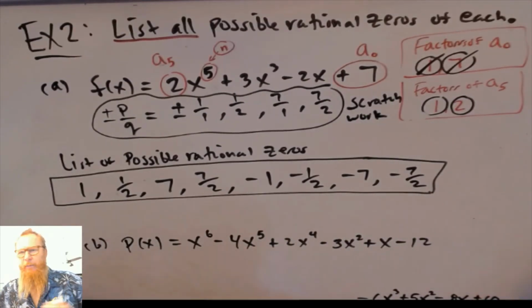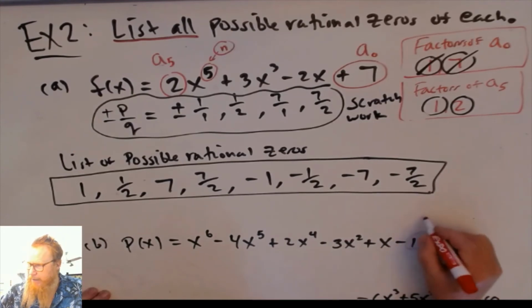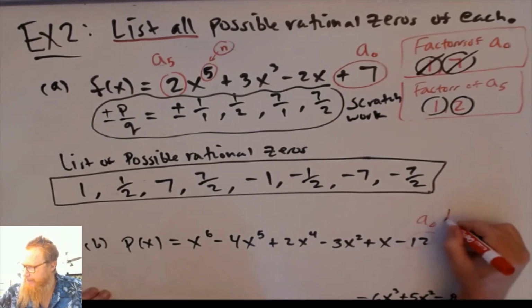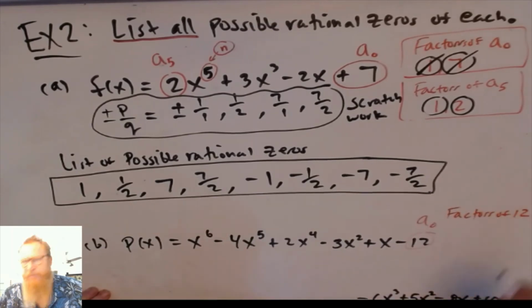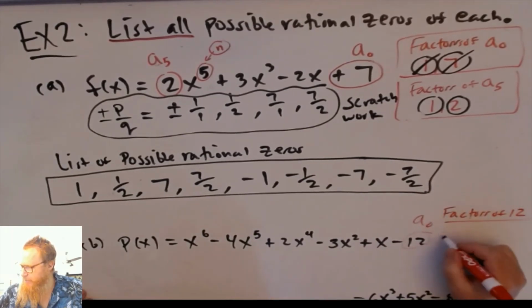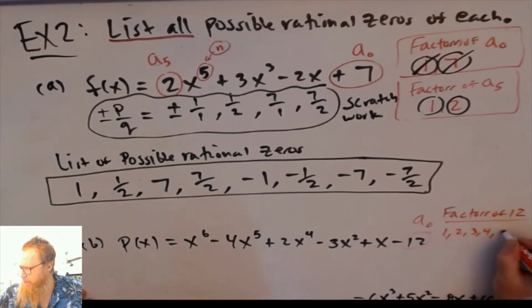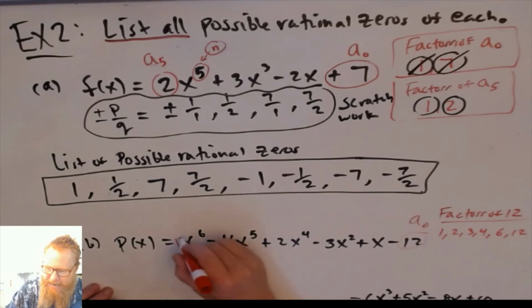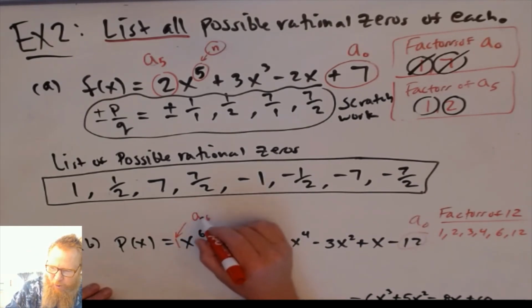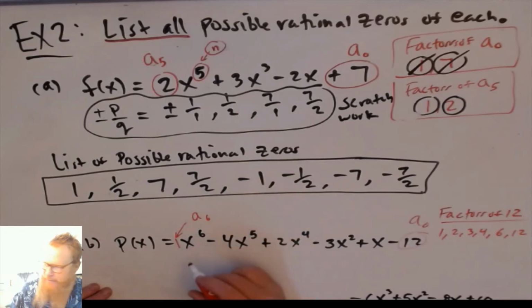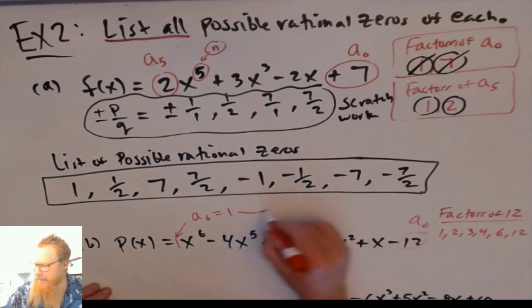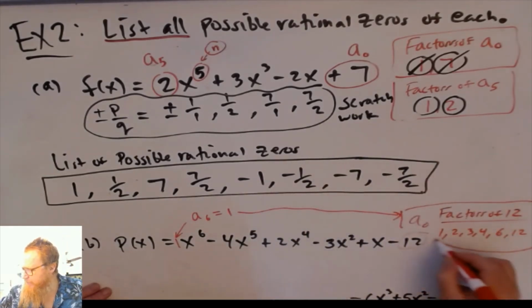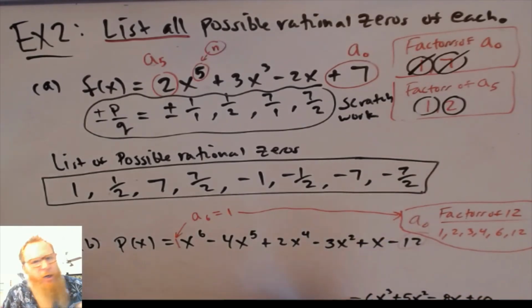All right, part B will be a little bit easier. Part B, we have our a0 is 12. So factors of 12 are 1, 2, 3, 4, 6, and 12. And your an, a6, is 1. So that means all possibilities are just factors of 12. In other words, there are going to be no fractions.